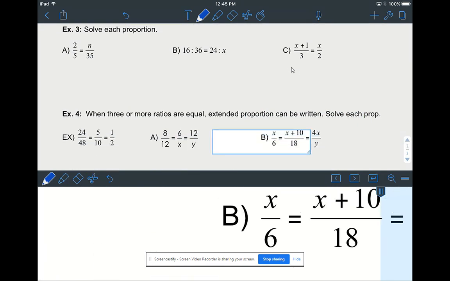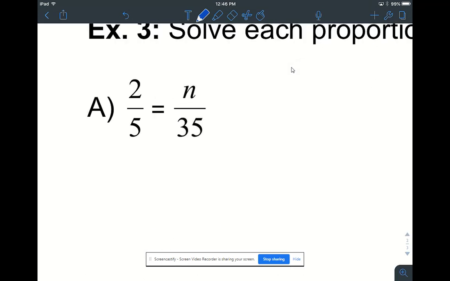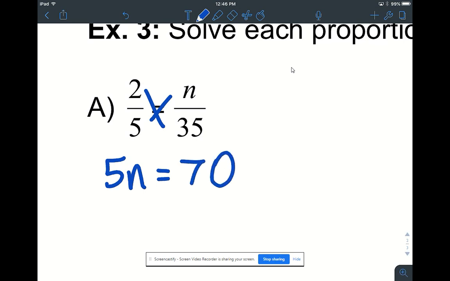Solve each proportion. So whenever we're solving proportions, we cross multiply. So I'm going to cross here and multiply. So 5n equals, and then I'm going to cross here and multiply. So that gives me 70. So then we take 70 and divide it by 5, and we get n equals 14 for our answer.